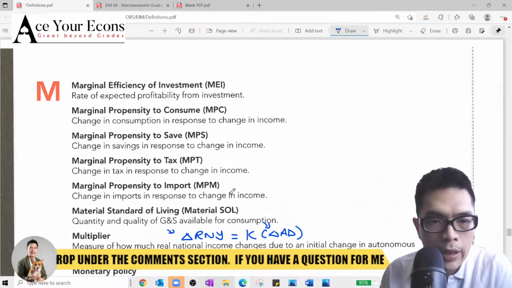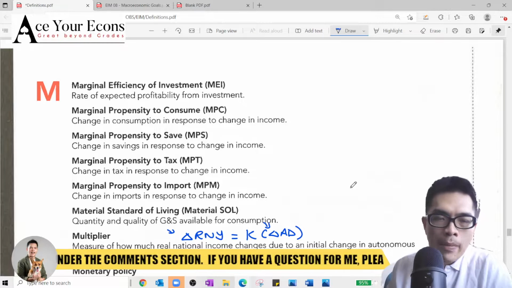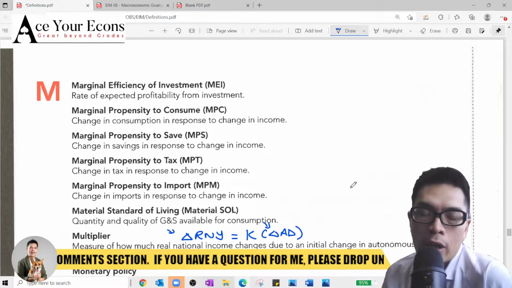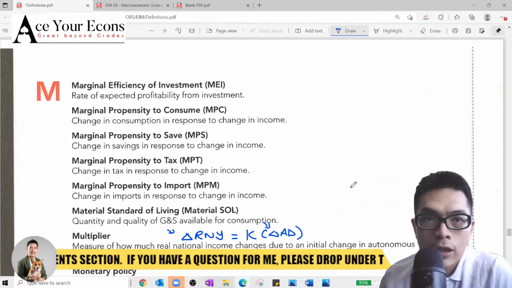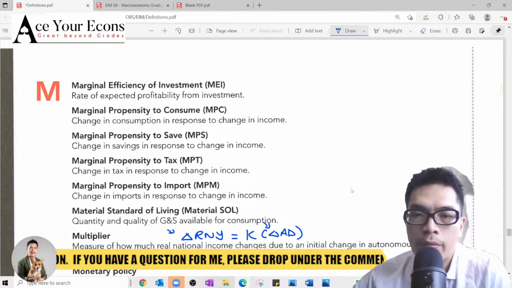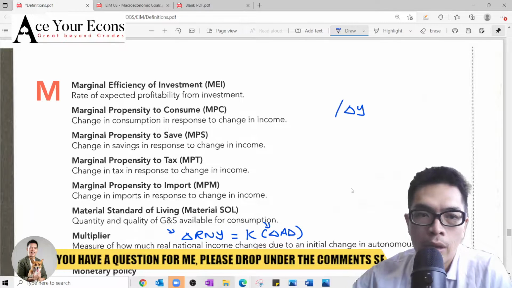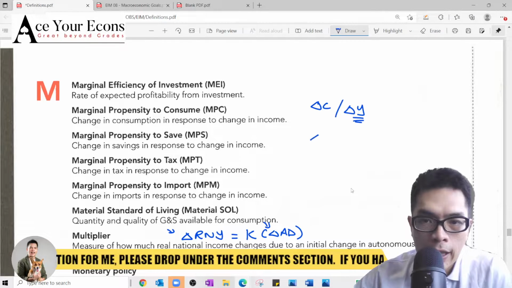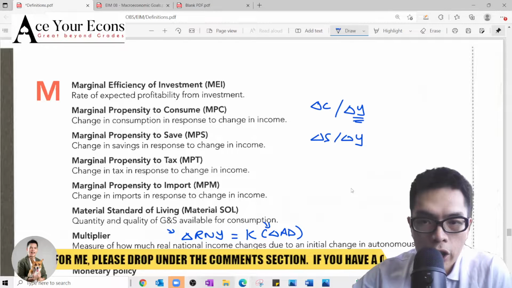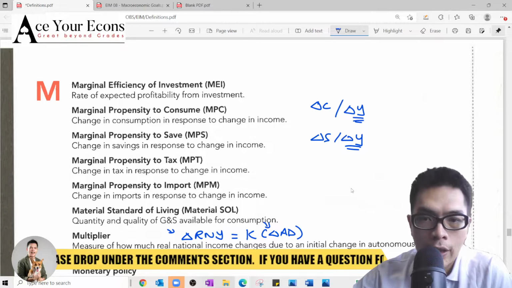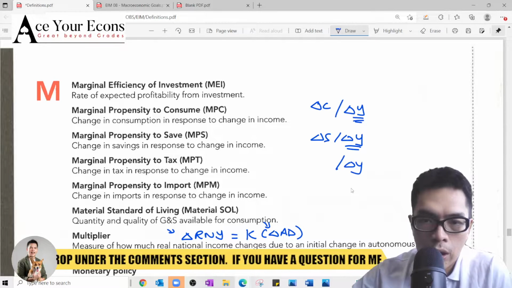MPC, MPS, MPT, MPM. Remember the concept of marginal propensity, or marginal, tells you the last dollar that you earn. For the last dollar that you make, for every change in your income, what is the change in your consumption? For every change in your last dollar of income, how much is going to change in your savings? And we can go on and on.